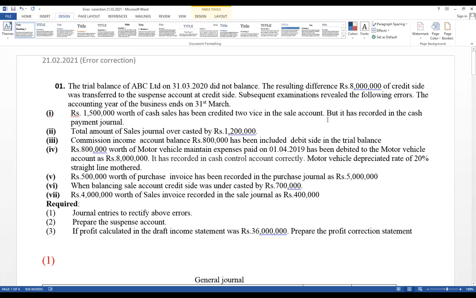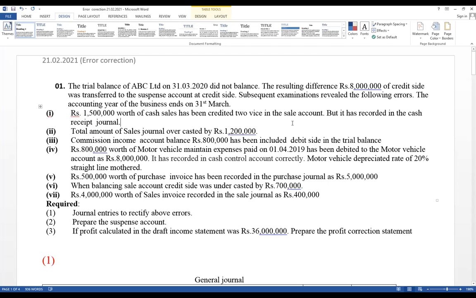There is a small mistake here to fix. But it has been recorded in the cash receipt journal. This one is the cash receipt journal, not the payment journal. Think, cash sales should be recorded in the cash receipt journal. Right, but it has been recorded in the cash receipt journal. Therefore, think: 1,500 worth of sales has been credited twice in the sales account.